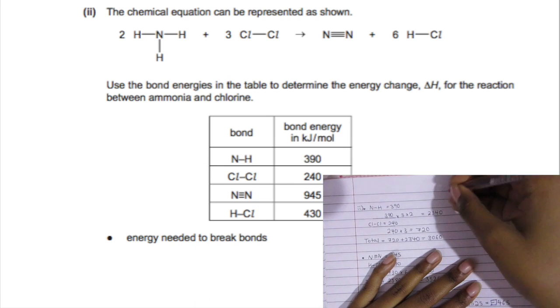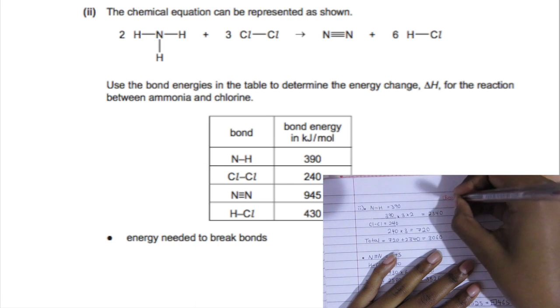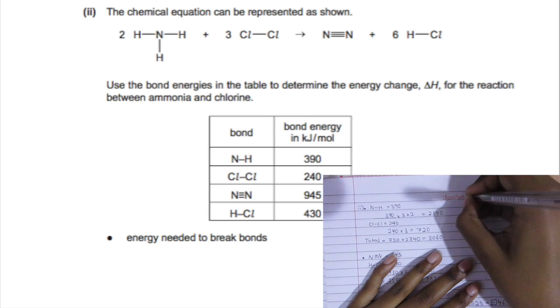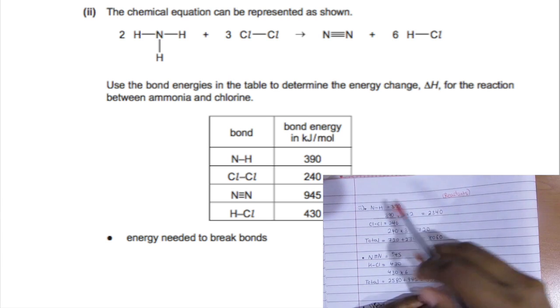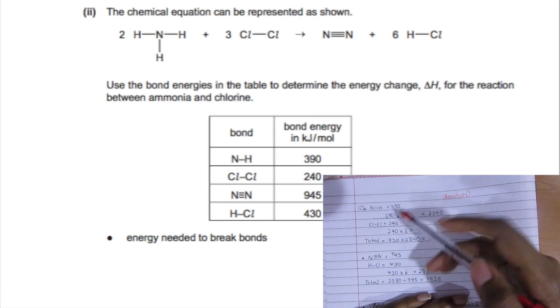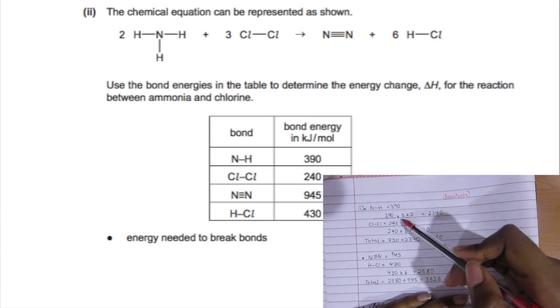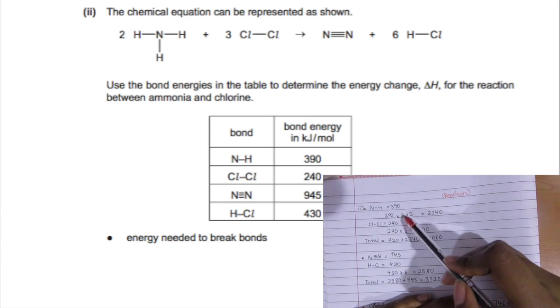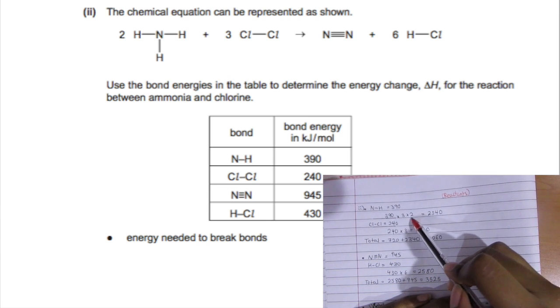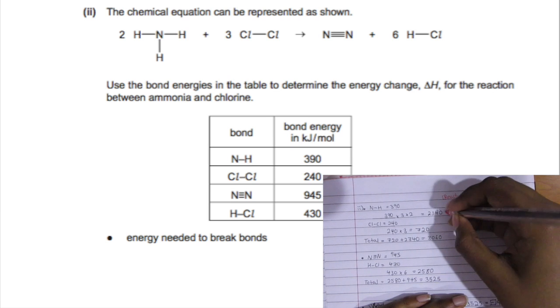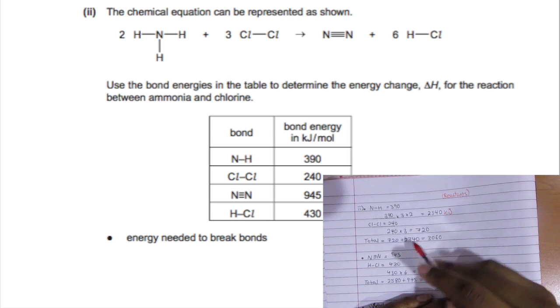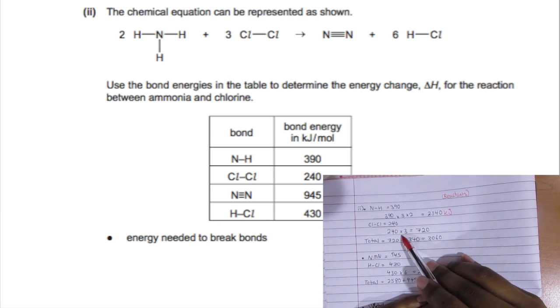Now, for part II, the chemical equation can be represented as shown. Use the bond energy in the table to determine the energy change. So we need the energy change to break bonds. So the bonds being broken, that's happening in the reactants, right? So N-H is 390, and there's 3 of it. And then 2 of those, so 3 times 2. So 390 times 3 times 2 gives you that many kilojoules.